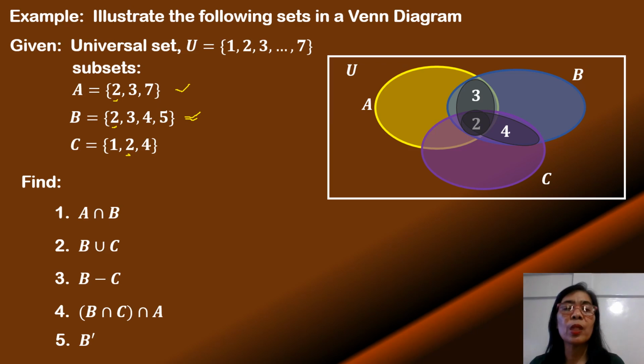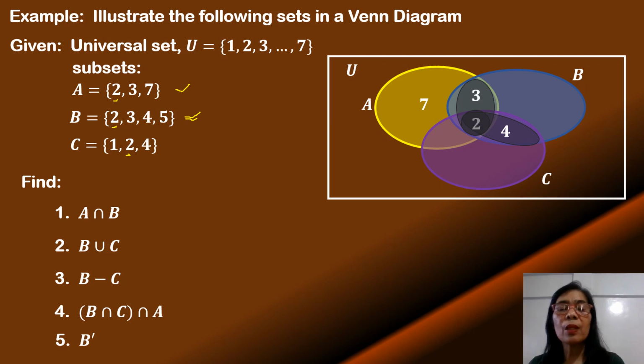And so we now go to set A. Set A has elements 2, 3, 7. So this whole yellow represents set A, and written in there are elements 2 and 3. What is lacking is 7. So you write in there 7.